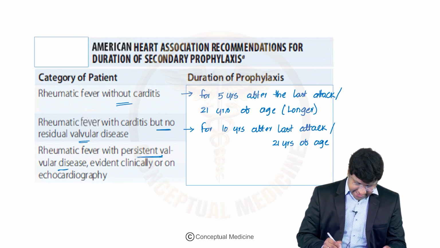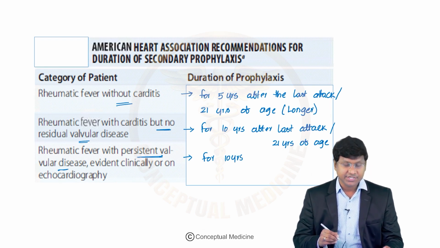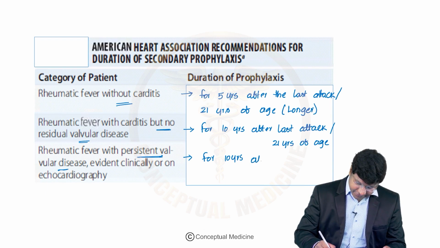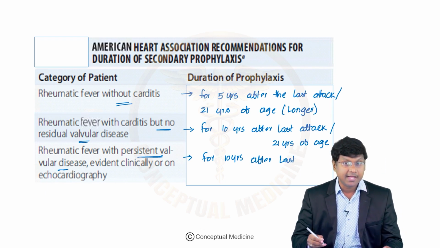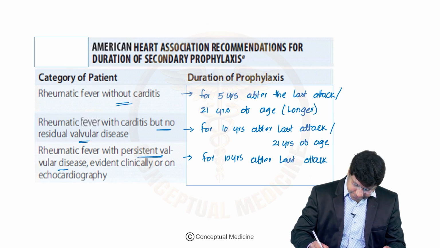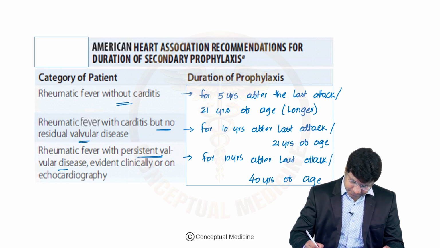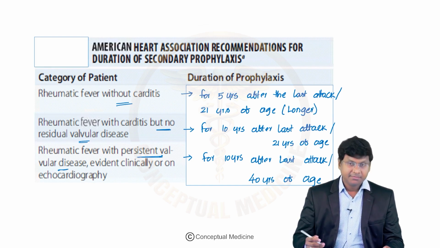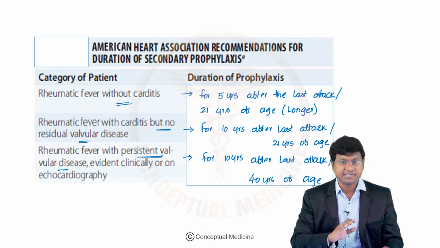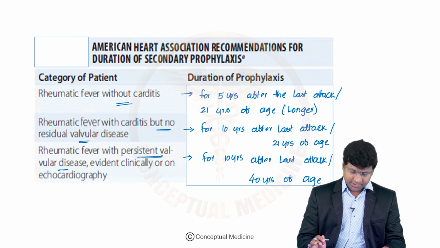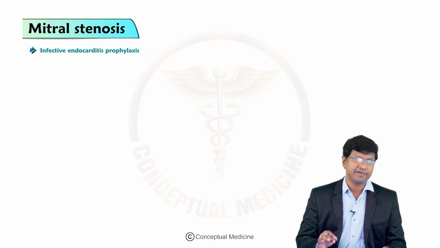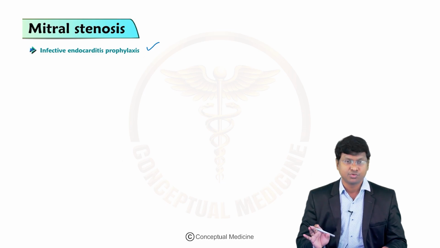Suppose the individual has rheumatic fever with persistent valvular heart disease. In such a case you have to give benzathine penicillin for 10 years after the last attack, or you have to give it up to 40 years of age, whichever is longer. But in certain scenarios, we give this benzathine prophylaxis lifelong. So that is about the benzathine penicillin prophylaxis if the mitral stenosis is secondary to rheumatic heart disease.